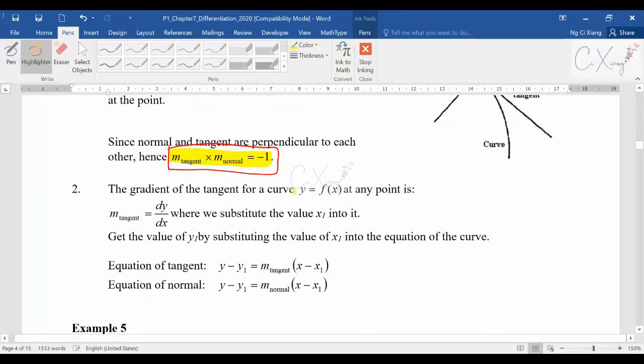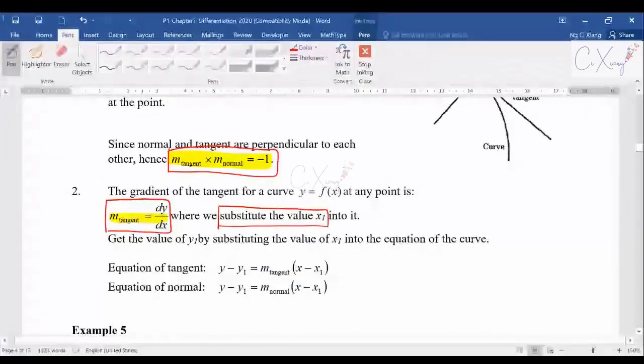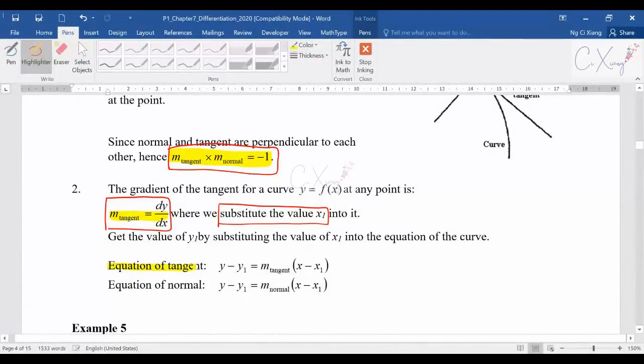To get the gradient of the tangent of any curve at any point, you need to remember this: the gradient of the tangent is dy over dx, and you need to substitute the value of x1 into it to get the gradient. Again, usually x1 will be given by the question. Once you substitute the value in, you'll get the gradient of the tangent. Then by using this gradient of the tangent, you can form the equation of the tangent, which is the concept that you learned in chapter 3 before: y minus y1 equals m times x minus x1.